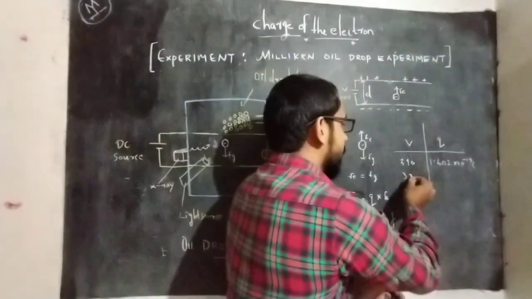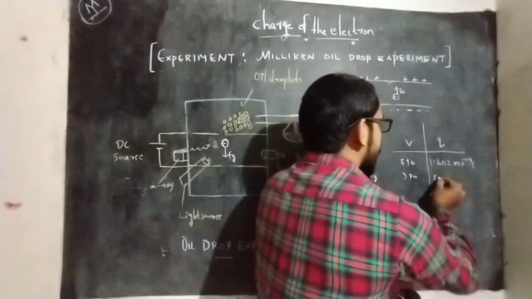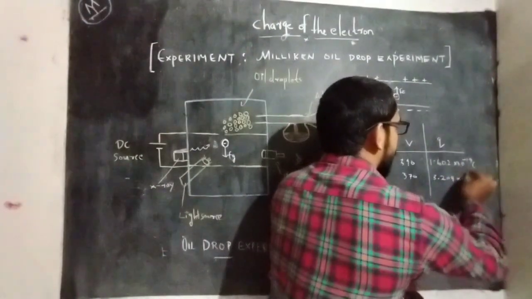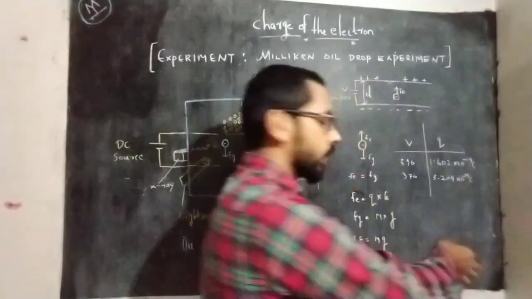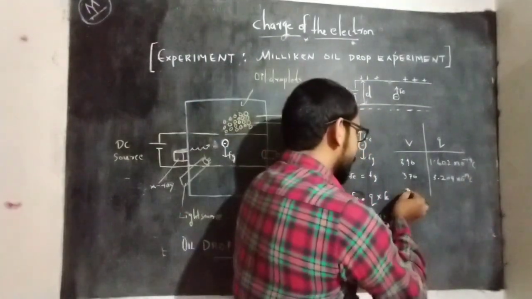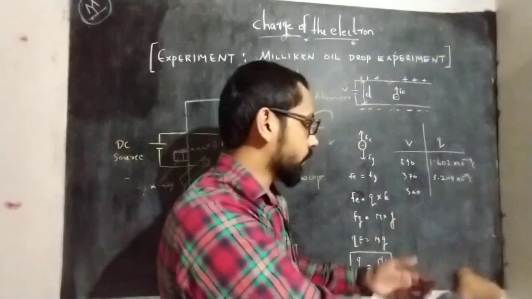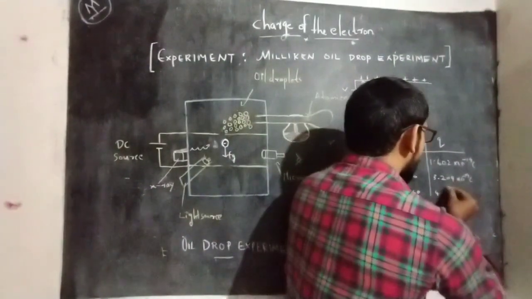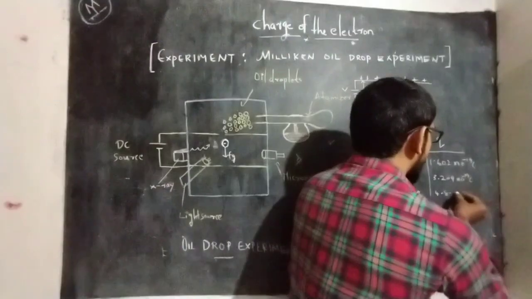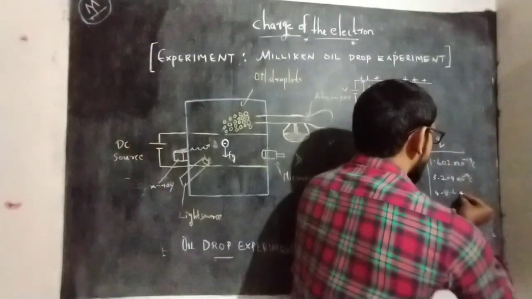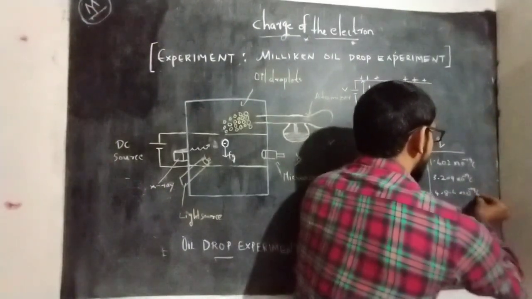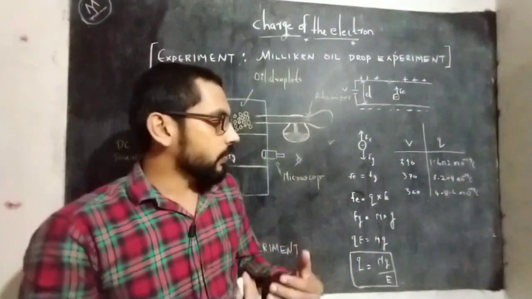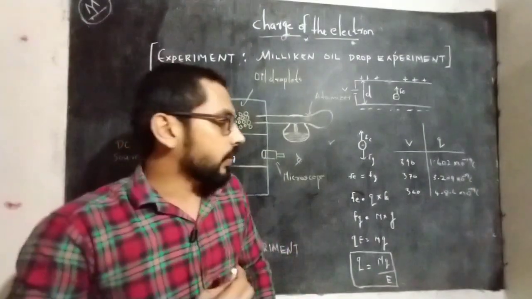Maybe he applied 370 volts and got 3.204 into 10 raised to the power of minus 19 coulomb. Maybe he applied 360 or some other voltage and got the charge 4.806 into 10 raised to minus 19 coulomb. He repeated the experiment with various values, and he observed something.